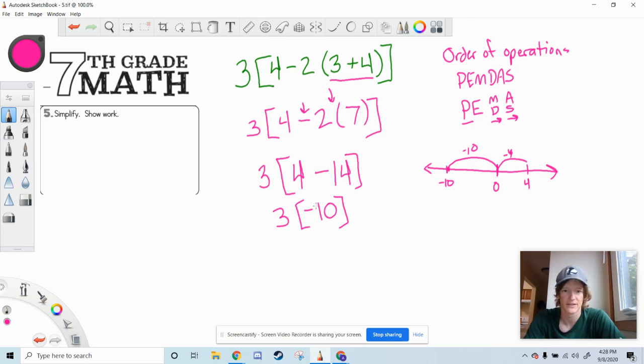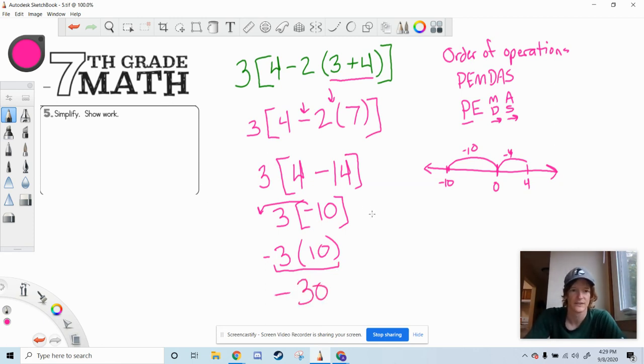multiplied in a minute. 3 times negative 10. If you've watched my videos on multiplying with integers, I told you maybe it's a good idea to take this negative all the way out. So now it's negative 3 times 10. So now you just need to do 3 times 10, which is 30, and make sure we have a negative. So here's our final answer. We've got negative 30.